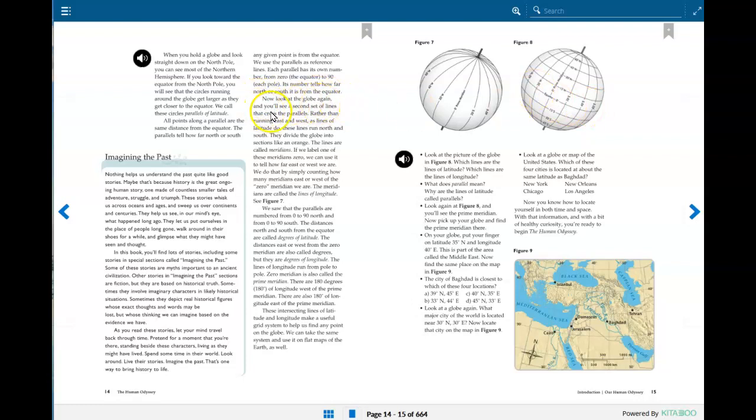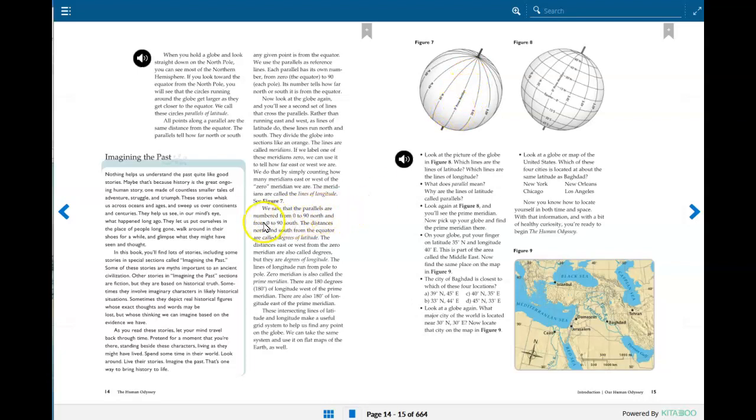Now look at the globe again, and you'll see a second set of lines that cross the parallels. Rather than running east and west, as lines of latitude do, these lines run north and south. They divide the globe into sections like an orange. The lines are called meridians. Okay? If we label one of these meridians 0, we can use it to tell how far east or west we are. We do that by simply counting how many meridians east or west of the 0 meridian we are. The meridians are called the lines of longitude. So you can see Figure 7, and the one that's 0 is the prime meridian.